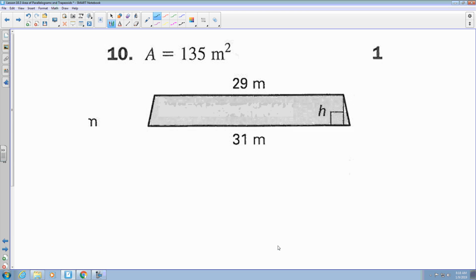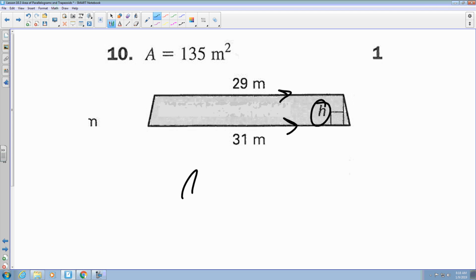All right, so now in this particular situation, they give us the area of this object. It's a trapezoid. These two sides are parallel. These two are not, because we have this 90-degree angle here that they're denoting as the value of h. So they give us the area, and they want us to find the value of h.